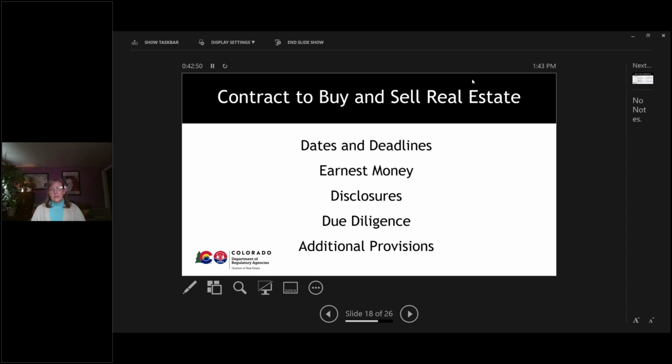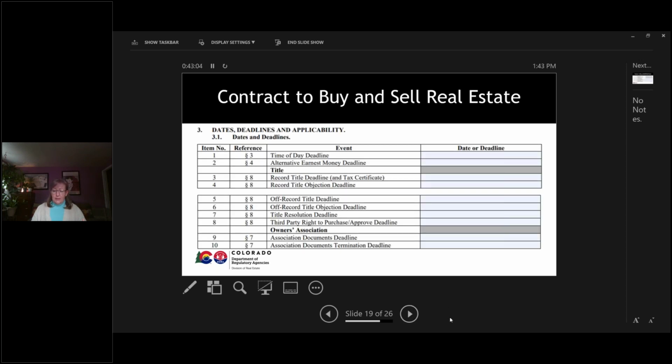The important thing that you need to know, though, about the earnest money deposit is when we start going through the dates and deadlines, those aren't guidelines. Those are hard and fast deadlines. And if you're going to miss them, you could lose your earnest money. And depending on how much earnest money you put down, that can be a really painful lesson about missing a deadline.